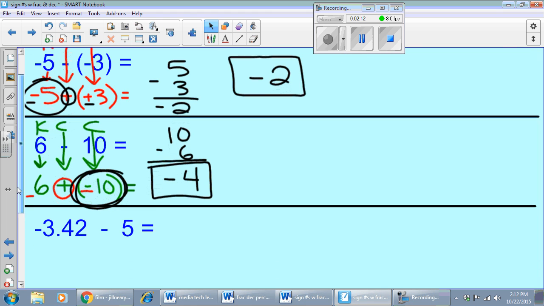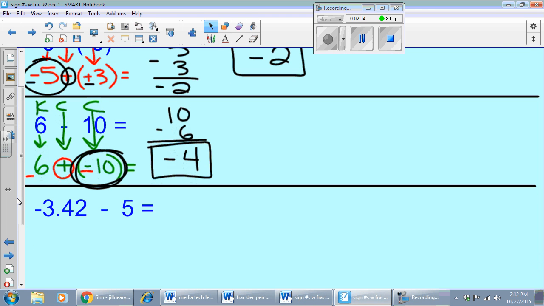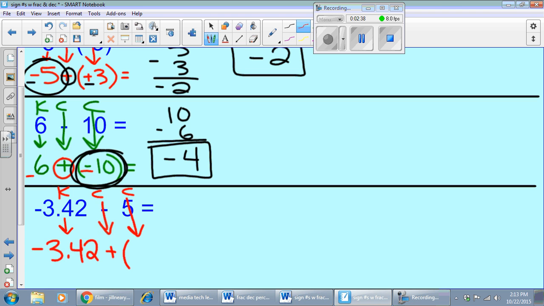Now, if we drop down one more time, I have a subtraction problem with decimals. You can apply the rules of working with signed numbers to working with decimals or fractions that have positive and negative signs as well. So I'm going to put my KCC above this problem, and I'm going to keep -3 and 42/100 exactly the same, change subtraction to addition, and change 5 to its opposite, which is -5.